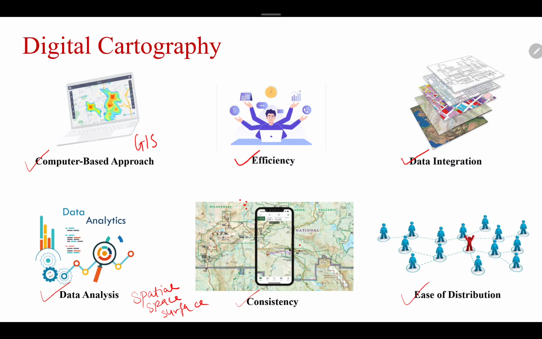Next is ease of distribution. It is very, very easy to distribute. I can simply use the internet and share my maps through email, I can share my maps through messages, I can hand out a pen drive to somebody if I need to. If need be, I can send all of you the same map in a matter of seconds, right? So it's very, very easy to distribute.